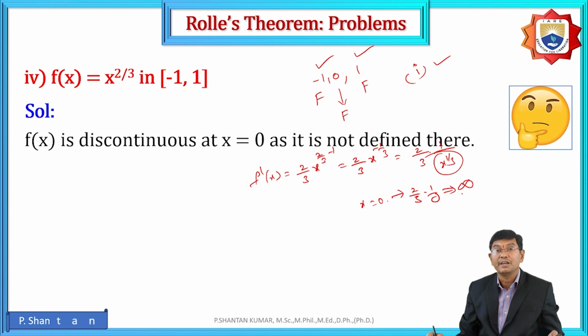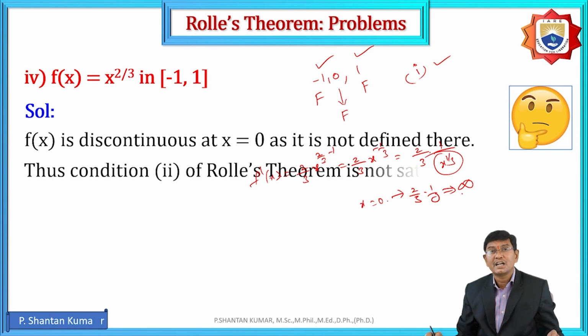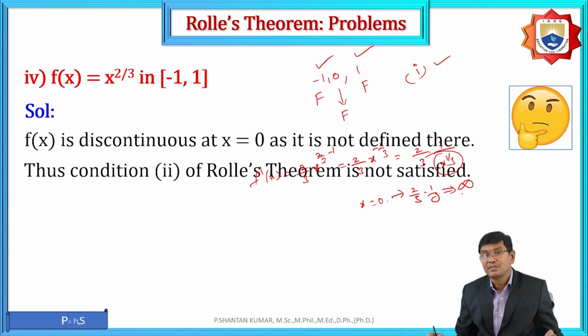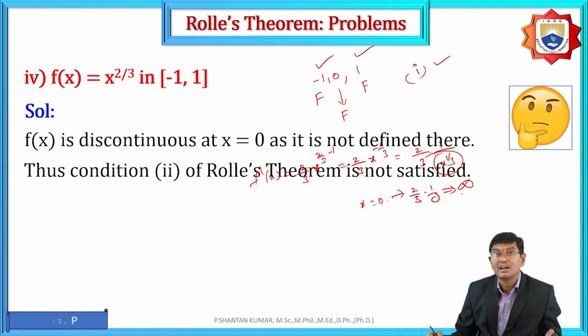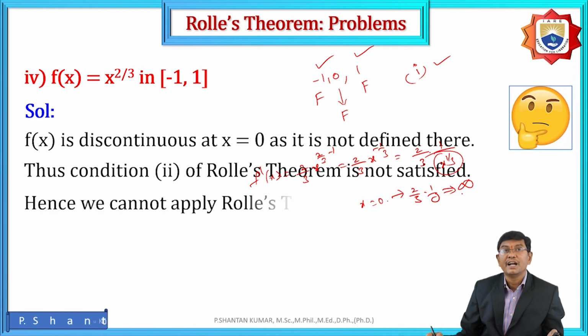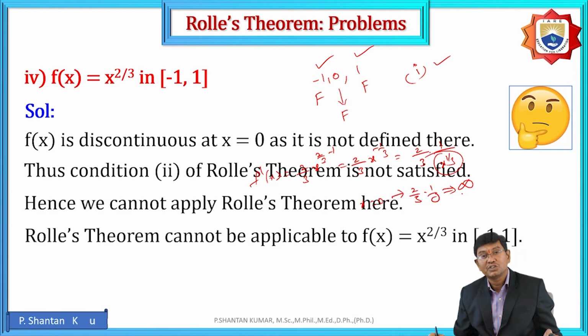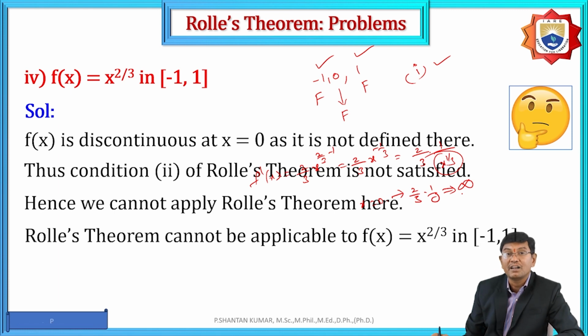The function is not continuous, it is discontinuous at the point x is equal to 0 only. Therefore, the third condition is not required to find out. Based upon this one, we need no further finding. Hence Rolle's theorem is not satisfied, because the function is discontinuous at x is equal to 0. It is not defined at that value.